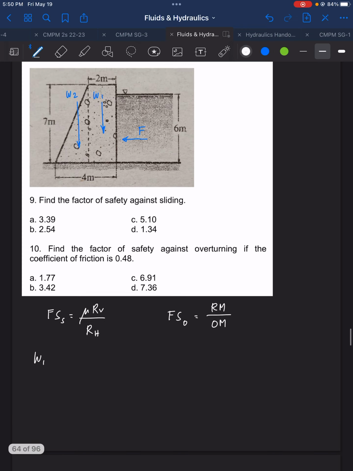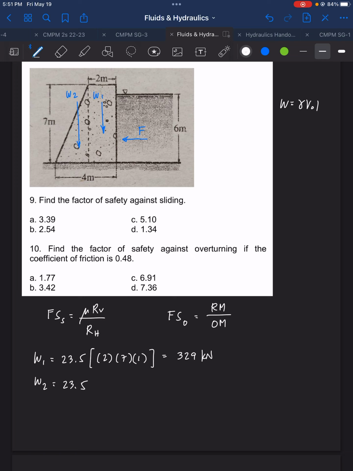Weight, or W, is equal to gamma times volume. So weight 1 is equal to gamma of the concrete, 23.5, times the volume. The volume here is 2 times 7 times 1, since we're dealing with per meter width. And that is equal to 329 kilonewton.